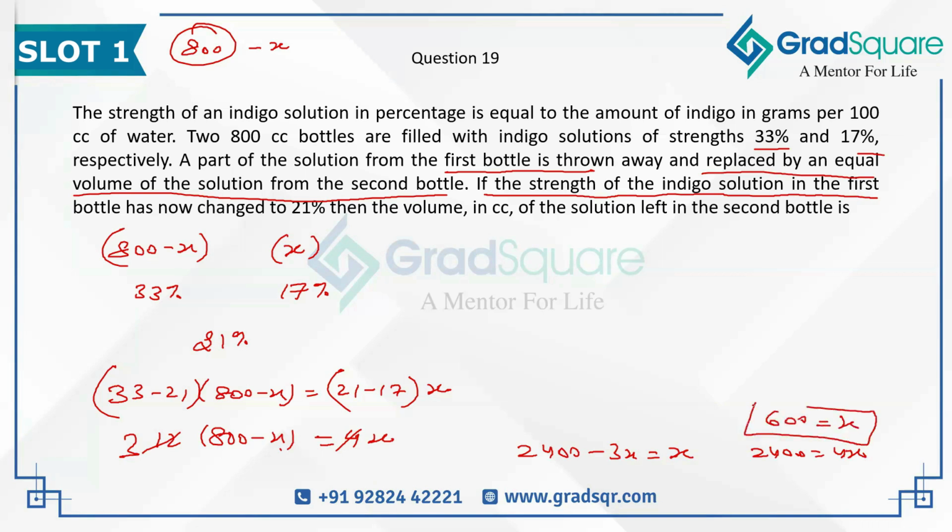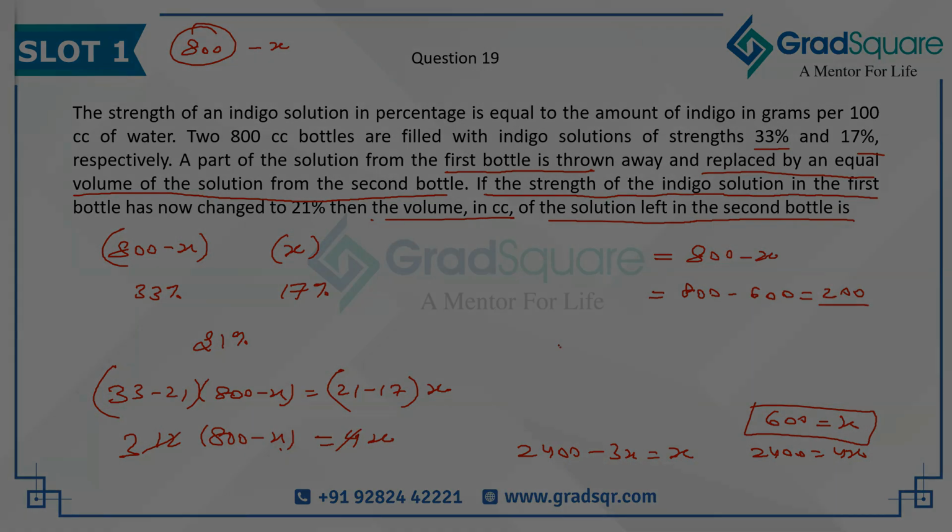So from the first bottle, you are removing 600 cc and throwing it away, and then adding 600 cc from the second bottle, right? Now, what is the question saying? Then the volume in cc of the solution left in the second bottle. The second bottle initially had 800 cc, and you have removed x from that in order to put it in the first bottle, right? So this is the quantity left over. So 800 minus 600 should then give you what? It should give you 200. So your answer to that particular question should be 200.